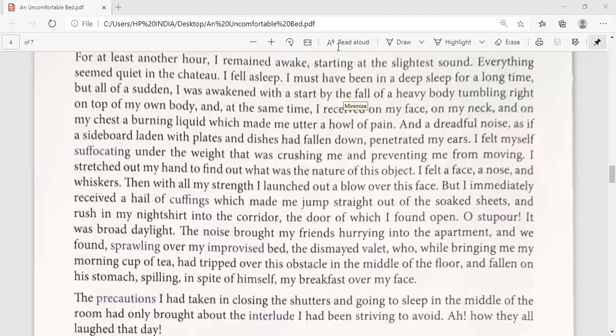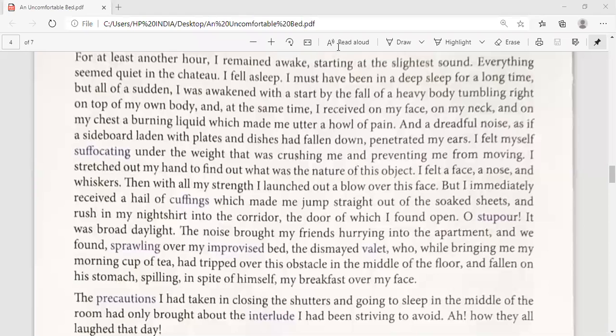"For at least another hour, I remained awake." So he could not sleep again. For one hour he remained awake, starting at the slightest sound. Starting means he was so nervous that even at the slightest sound, slightest means gentle or very weak sound, he used to sit up on his mattress.